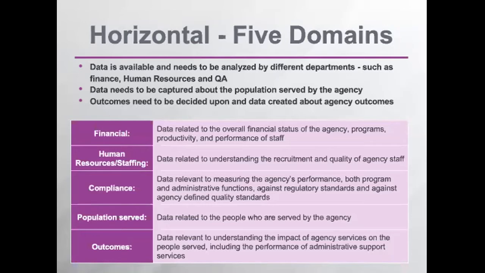I mean, financial information, I think, is probably fairly obvious. Human resources is data related to understanding the recruitment and the quality of the agency staff. Compliance and quality is about not only compliance against agency standards, but compliance against quality standards that may be set up within an agency. Population is data related not only to individual clients and how the services you're providing are impacting them, but also understanding the whole population that you're serving, and data related to populations rather than individuals. And lastly, probably the least understood in our industry is outcomes. How do we know that the mission of the agency is being impactful upon individuals and the communities we serve?